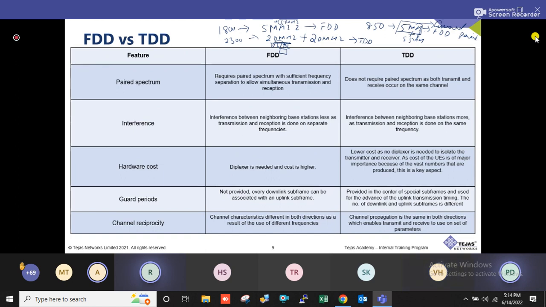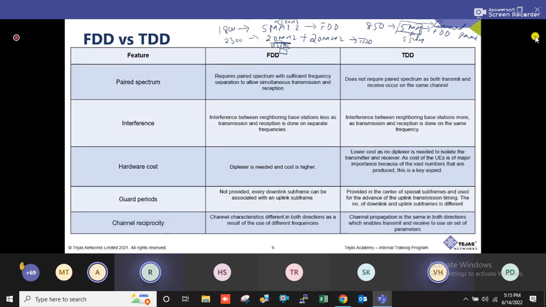Maybe one voice channel is required. Maybe for 2G it is 12 point something kbps, right? Then the frequency will be maybe 15 kilohertz. Okay, I'll come to that 15 kilohertz concept. I don't want to jump into those things. Just remember this: the subcarrier spacing and those things are not related to what we have with respect to FDD and TDD.